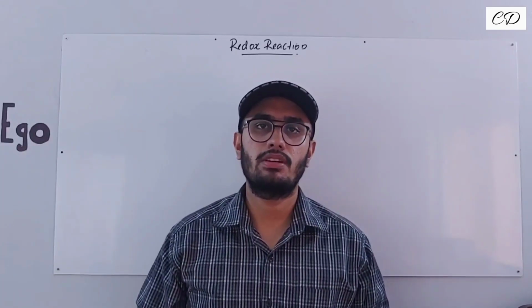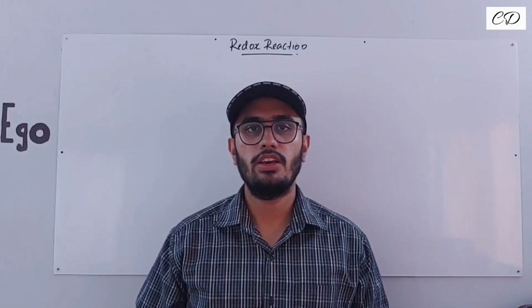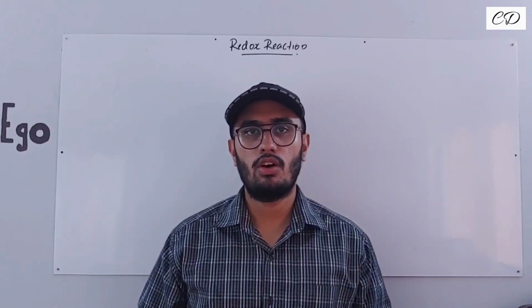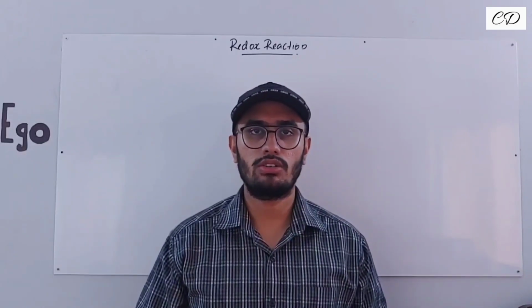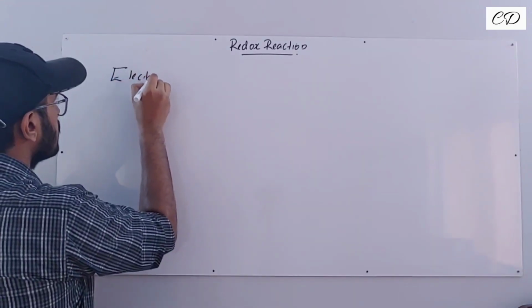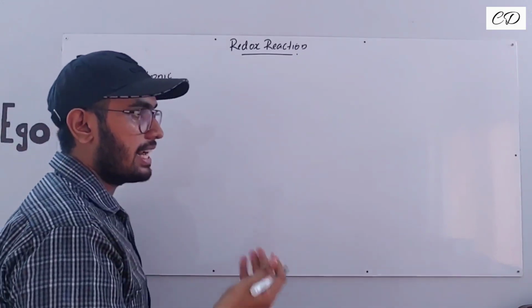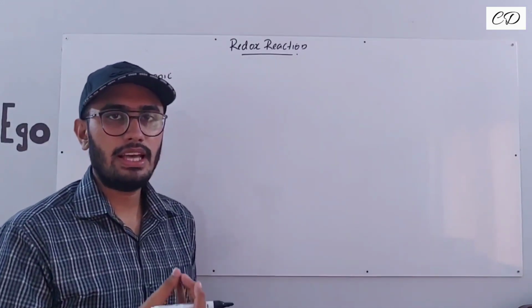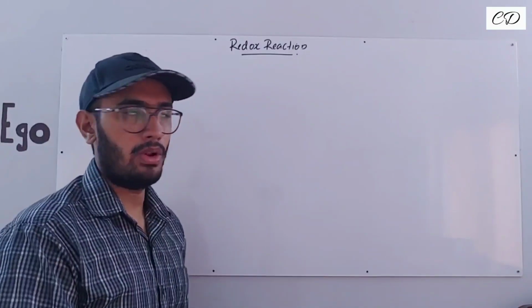Let's continue the chapter, Redox reactions. Today we are going to discuss the remaining portion, that is oxidation number, oxidation state, reducing agent and oxidizing agent, electronic concepts and half reactions. Electronic concept means transfer of electrons between the atoms of the same molecule or different molecules.